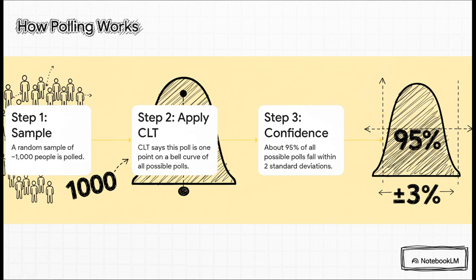First, the pollster takes their random sample of 1,000 people. Now, the CLT tells us something amazing. Their result, let's say 52% support for a candidate, is just 1 point on a giant, invisible bell curve of all possible poll results you could have gotten. And because we know the exact shape of that curve, we know that about 95% of all possible polls will be really, really close to the true answer. That predictable range of closeness is what we call the margin of error, which for a sample size of 1,000 usually works out to be about plus or minus 3%.